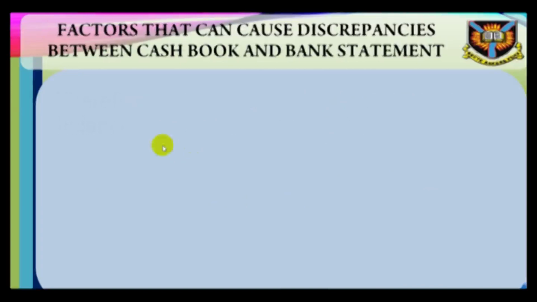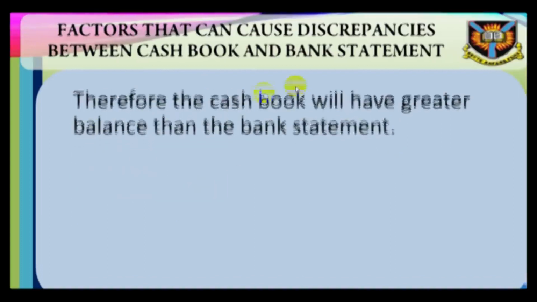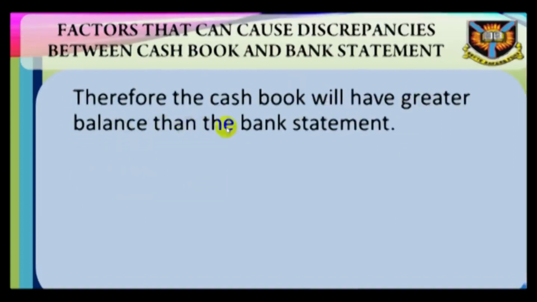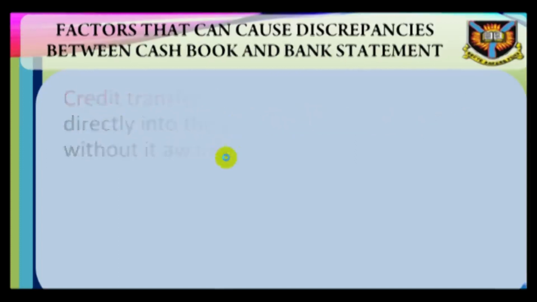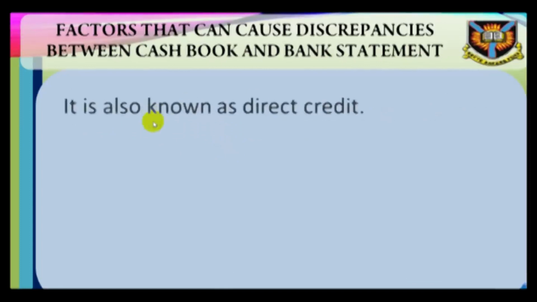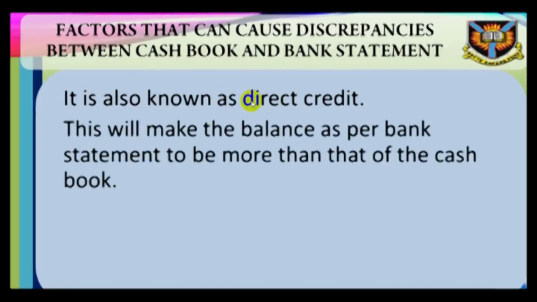3. Bank charges. These are charges deducted directly by the bank from the customer's bank statement for services rendered to the customer. Therefore, the cash book will have a greater balance than the bank statement. 4. Credit transfer. These are amounts paid directly into the business bank account without the business being aware. It is also known as direct credit. This will make the balance as per bank statement to be more than that of the cash book.